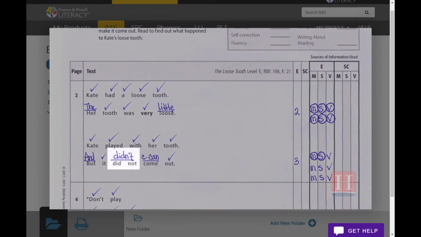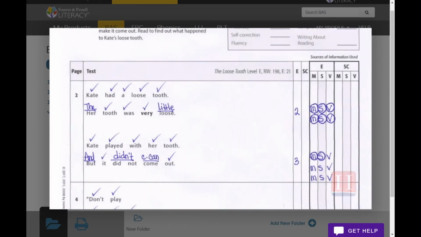Continuing on, he substituted "didn't" for "did not." "And it didn't." Would that error make sense in the story? Yes. Syntactically, could we use "didn't" for "did not" in the sentence? Yes. Are there visual similarities between the words? Yes. So for this error, circle the M, the S, and the V because the reader used all three sources of information.